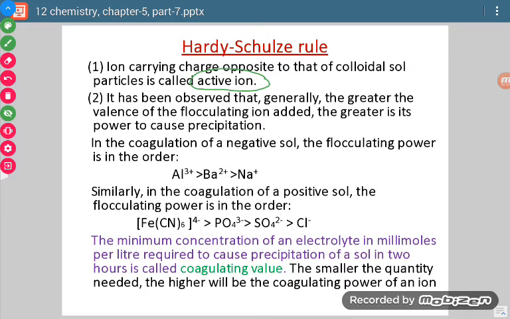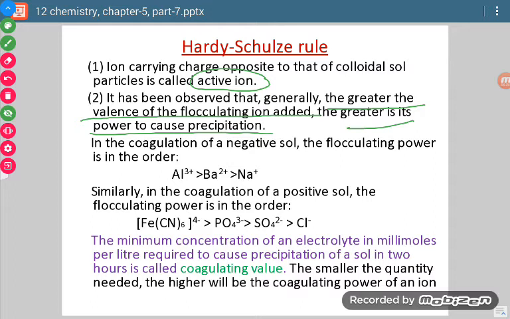Okay. Now this is the very first point. Now the second point is that it has been observed that generally the greater the valence of the flocculating ion or coagulating ion or active ion, the greater is its power to cause precipitation.